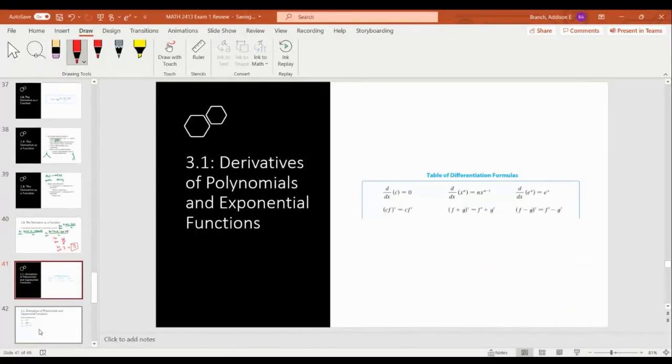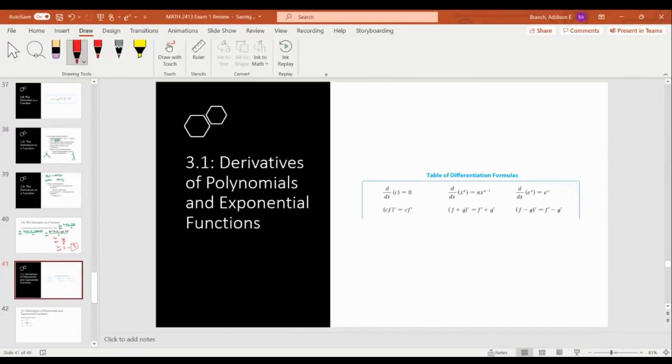All right, so now we can go ahead and move on to chapter 3, which is going to be how to actually take derivatives without having to use the limit definition. So section 3.1 covers derivatives of polynomials and exponential functions. So the main rules that we learned in this one were that if you take the derivative of a constant number, that's going to be equal to 0.